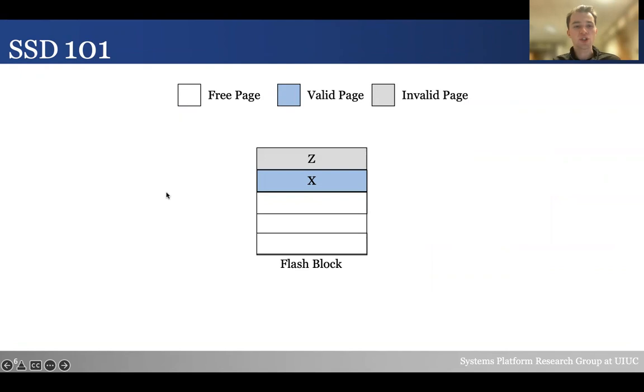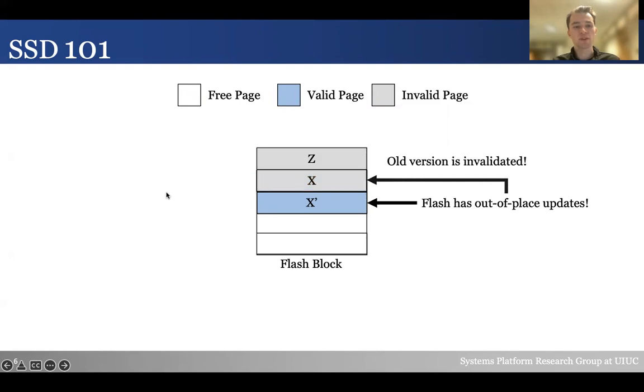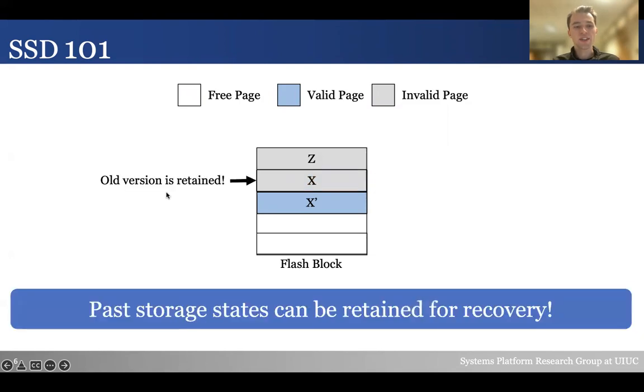Here we have a flash block, which consists of multiple flash pages. A page can either be free, meaning it can be written to, valid, meaning it can serve reads with valid data, or invalid, meaning garbage collection, or GC, must erase the block before that page can be written to again. When we update X to X prime, X prime must be written to a free page, and X becomes invalidated. Note that X is retained until garbage collection frees this block, meaning it can be used for some time for recovery.